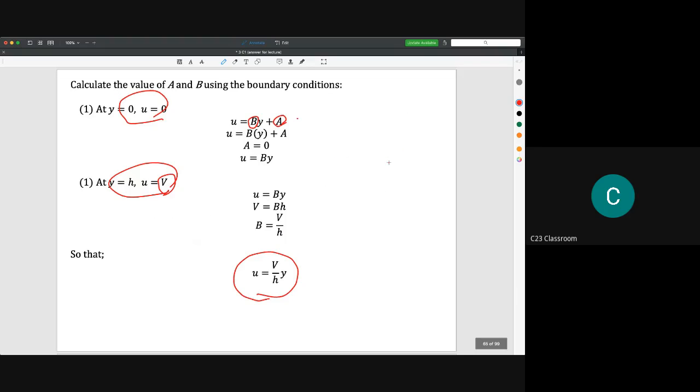So please make sure that you could do the integration, and then you could pick up the boundary condition very well. Then you could get the value of the constant, and then you could come up with the final answer for this one.